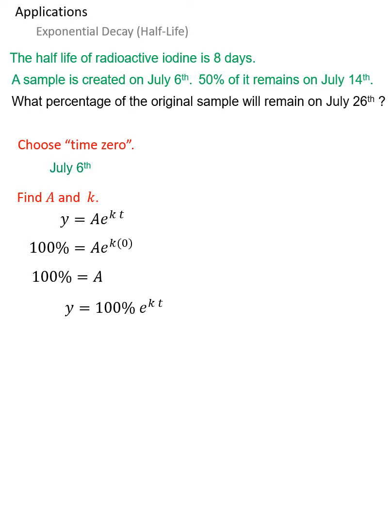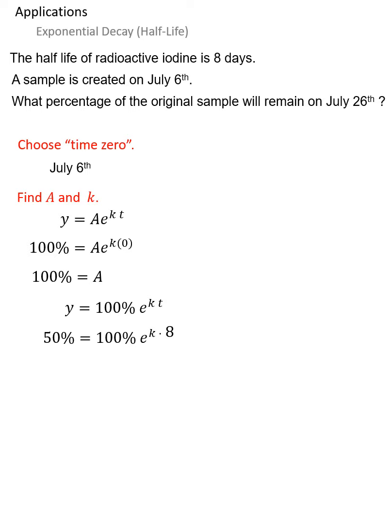So now I can convert that into a mathematical statement. Since July 6th is time 0, I can say when t is 8, or on day 8, y is 50%, or 50% of the substance remains. And I can plug that in to the y and t in my formula, as I've done here.